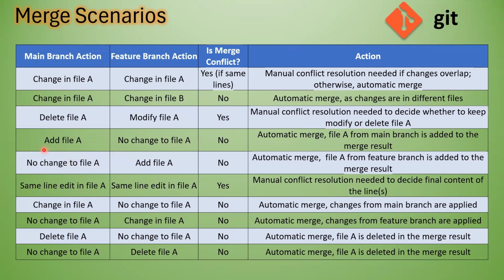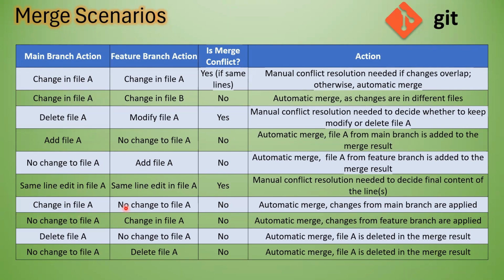Now again, the other scenarios. Add file A, no change to file A. Basically it's a new file, so obviously it will be taken as a new file into the main branch. No change to file A, add file A. So basically you are adding it in the feature branch and merging, and obviously this will be available in the main branch after the merge. Same line edit, it is almost like the first case, so you need manual conflict resolution.